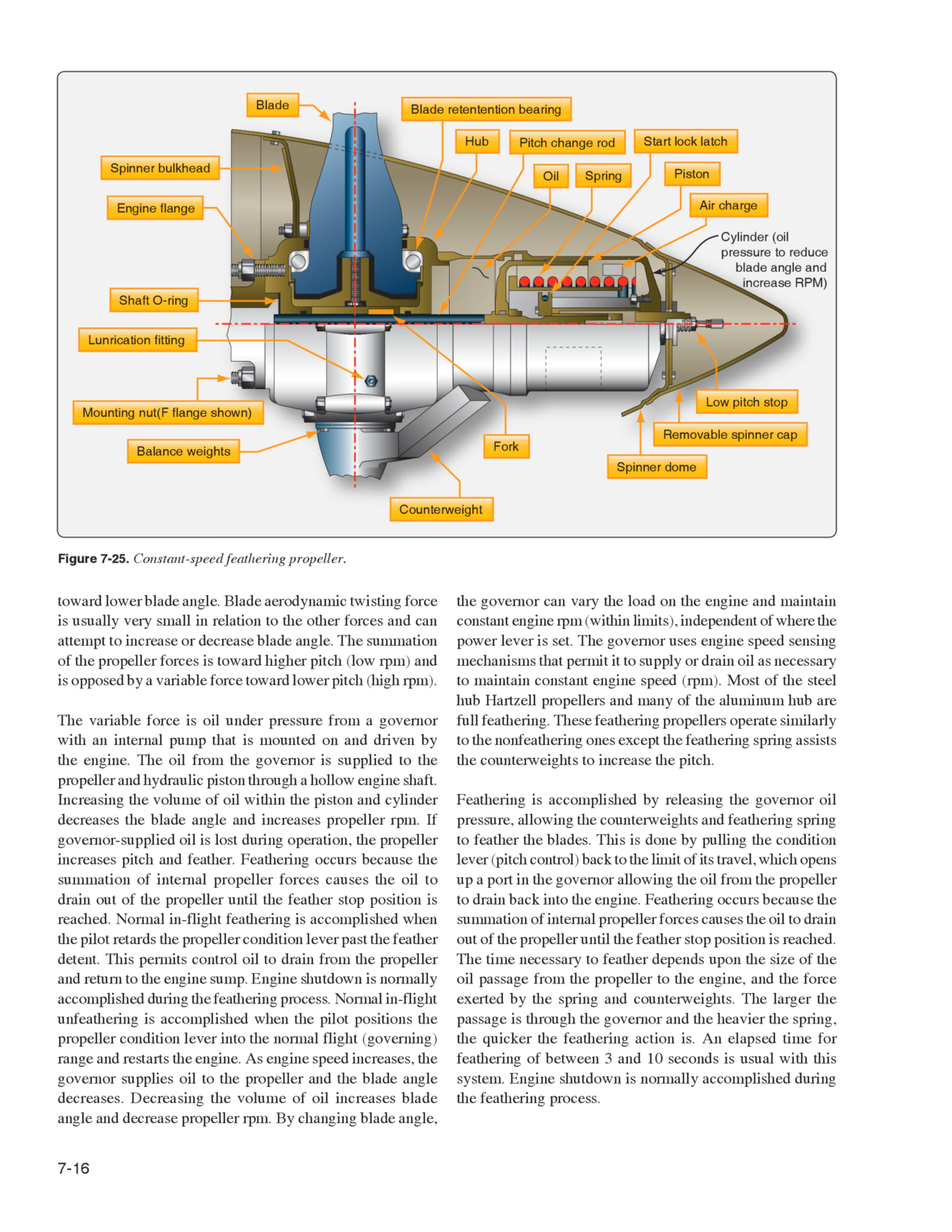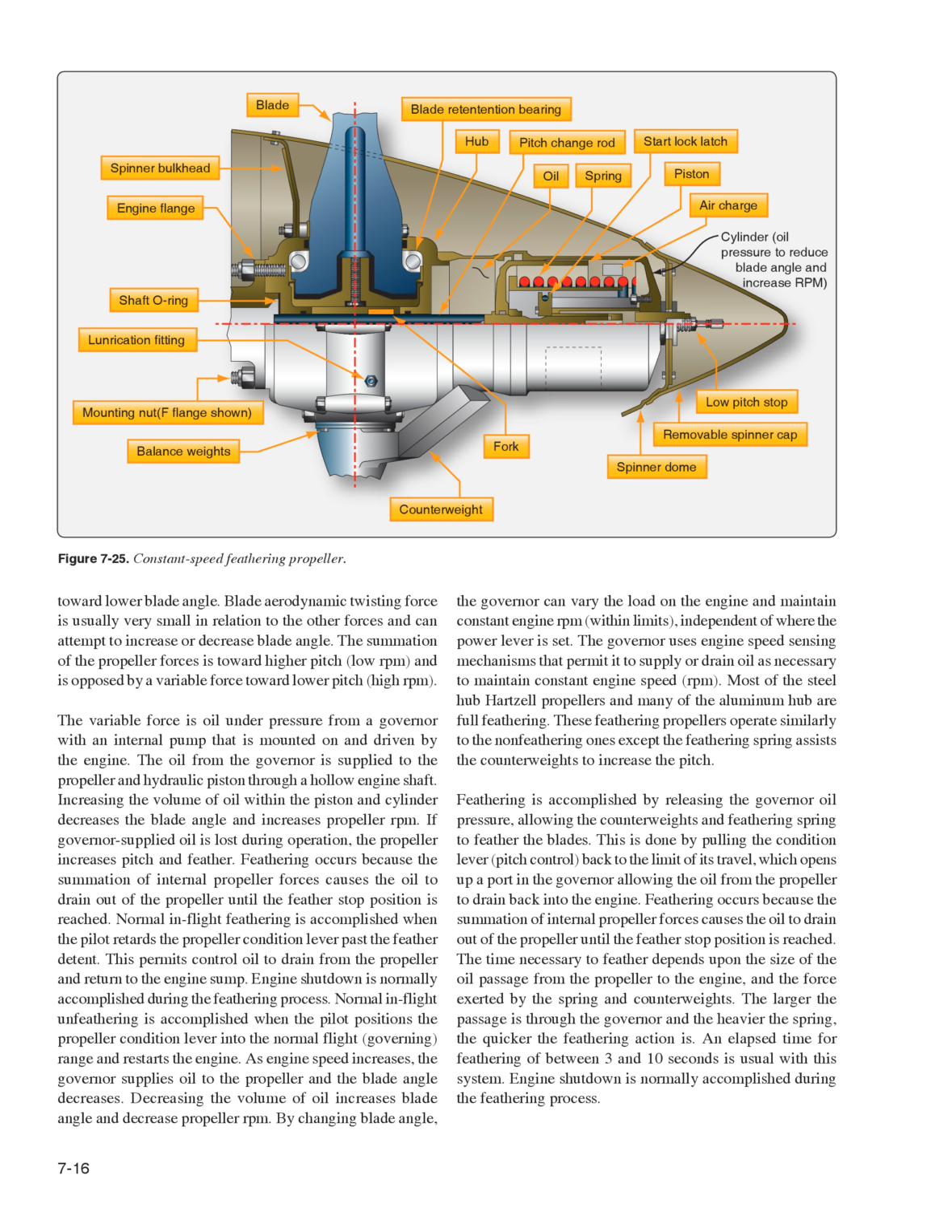Normal in-flight unfeathering is accomplished when the pilot positions the propeller condition lever into the normal flight, governing range and restarts the engine. As engine speed increases, the governor supplies oil to the propeller and the blade angle decreases. Decreasing the volume of oil increases blade angle and decreases propeller RPM. By changing blade angle, the governor can vary the load on the engine and maintain constant engine RPM, within limits, independent of where the power lever is set.